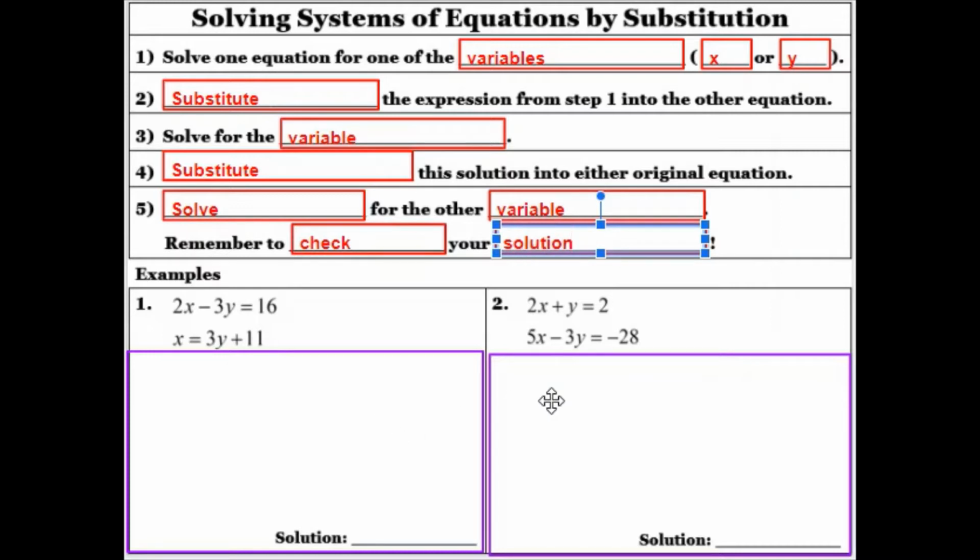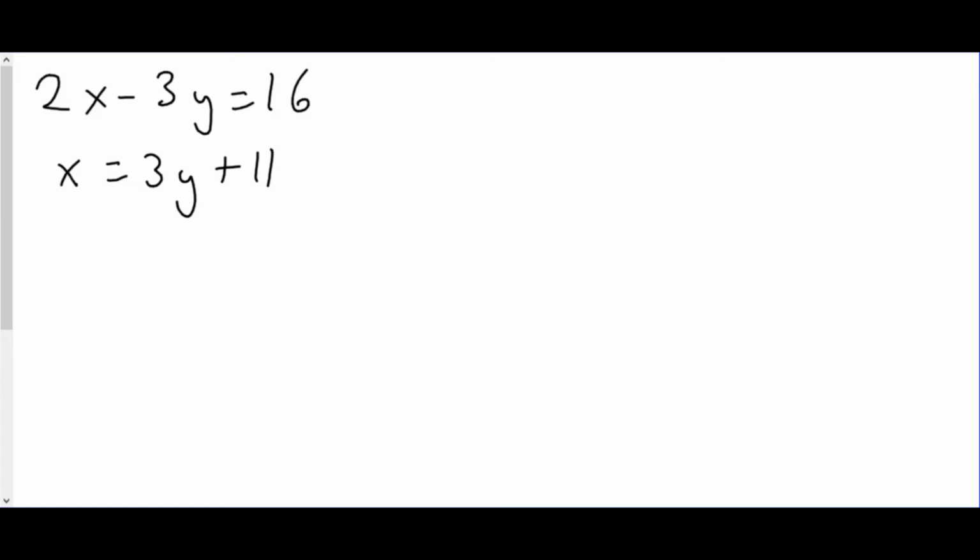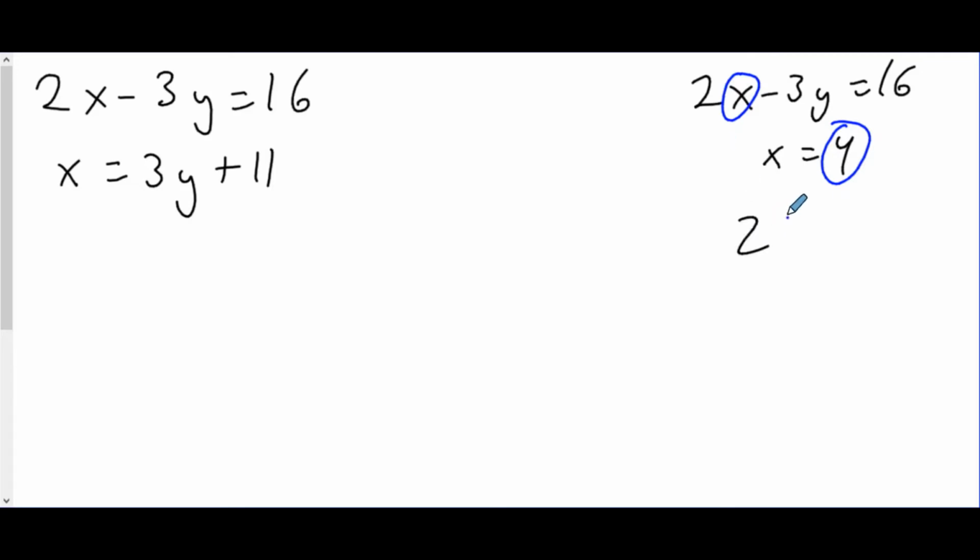And always remember to check your solution. All right, we'll be doing these two problems on paper, so go grab some. Before I solve the actual system, imagine for a second I gave you the equation 2x minus 3y equals 16, and I also told you that x equals 4. Well, if I know x equals 4, then I can substitute 4 in for the x in the other equation. Then I would have 2 times 4 minus 3y equals 16. And then I would be able to solve this equation for y.